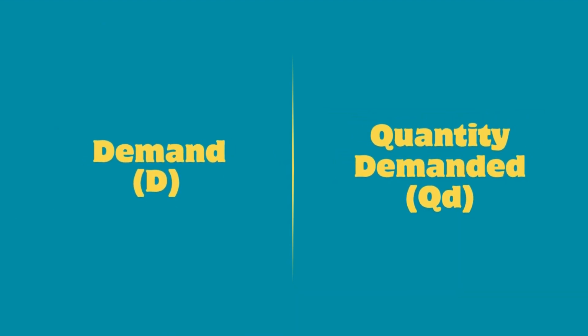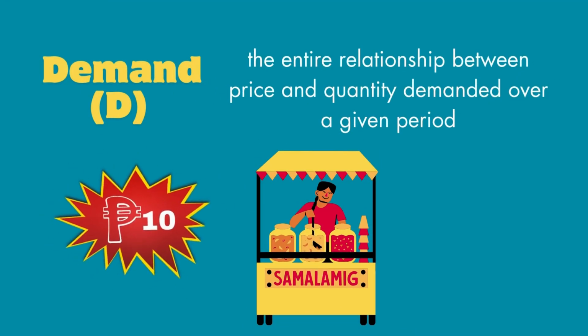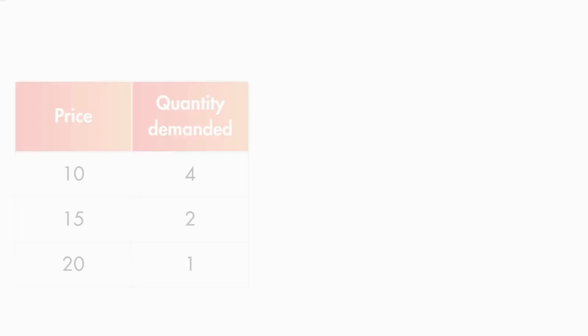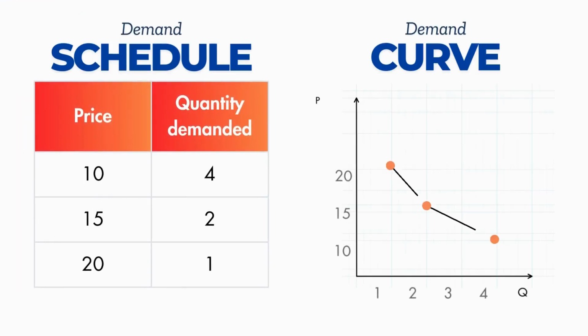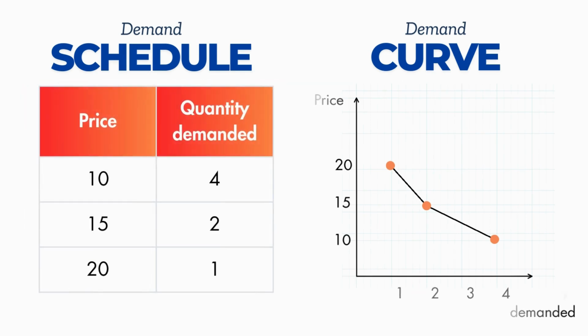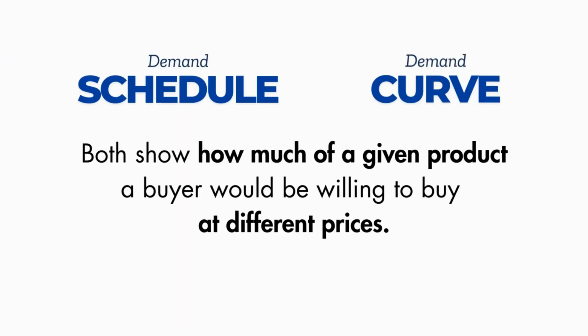The first thing that you need to understand is the difference between demand and quantity demanded. Demand is the entire relationship between price and quantity demanded over a given period. There are two ways to illustrate demand: using a demand schedule and a demand curve. A demand schedule is a table, while a demand curve is a graph. Both show how much of a given product a buyer would be willing to buy at different prices.